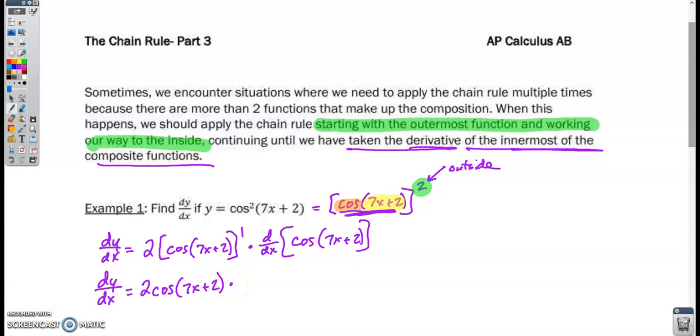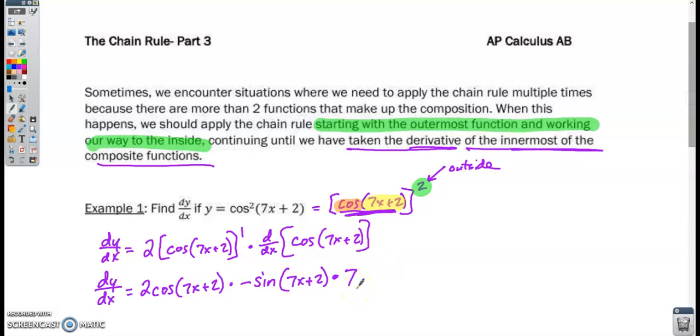And then we're going to multiply that times the derivative of cosine of 7x plus 2, which again we need to apply the chain rule here. Derivative of the outside, in this case the cosine is the outside function and 7x plus 2 is the inside. So derivative of the outside, leaving the inside the same, times the derivative of the inside. And I don't want to write a whole other line to take the derivative of 7x plus 2. That derivative is just 7.